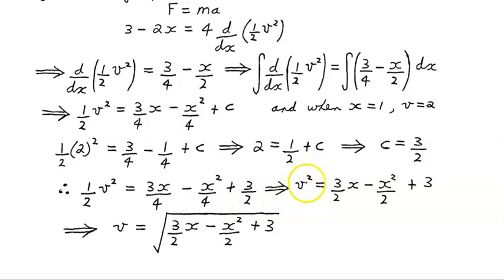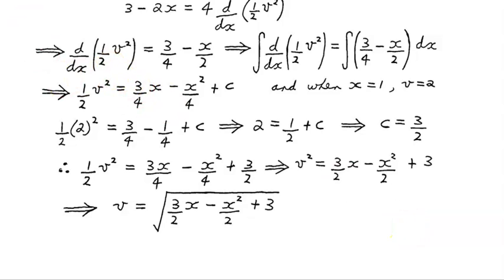Let's multiply through by 2. We get v squared is 3/2 x minus x squared/2 plus 3. Let's take the square root of this, the square root of 3/2 times x minus x squared/2 plus 3. We were told that v is plus 2 when x is 1, so we'll take the positive solution here as our answer, the positive square root. So we know that at x equals 1 we have to get plus 2, so we're taking the positive square root. All right, that's it then.